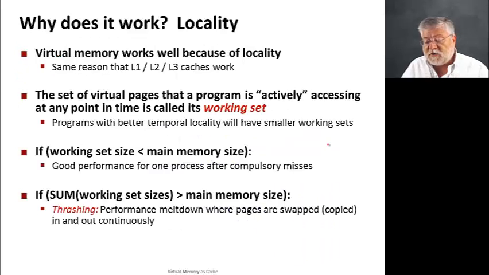Okay, so why does this work? This works for the same reason CPU caches work, because of locality. If we're accessing a chunk of memory, chances are we're going to access other things nearby that place in memory, other words near the one we're initially accessing. So this is the same reason that those L1, L2 caches work between the CPU and main memory.